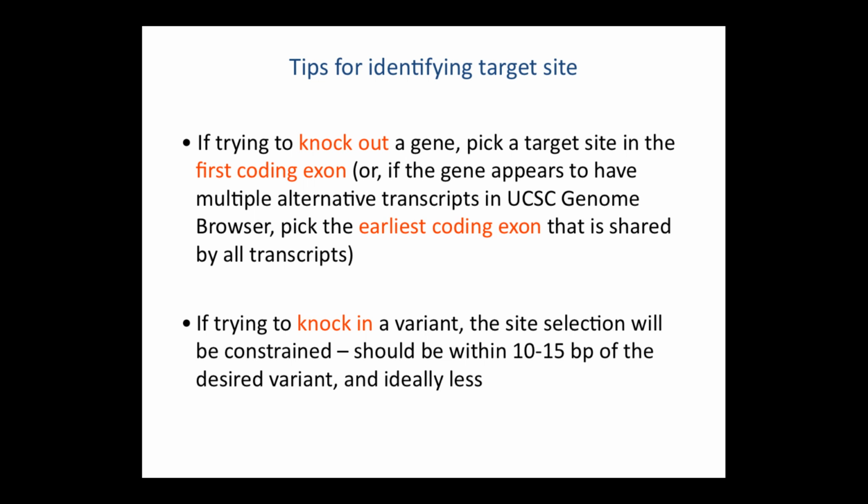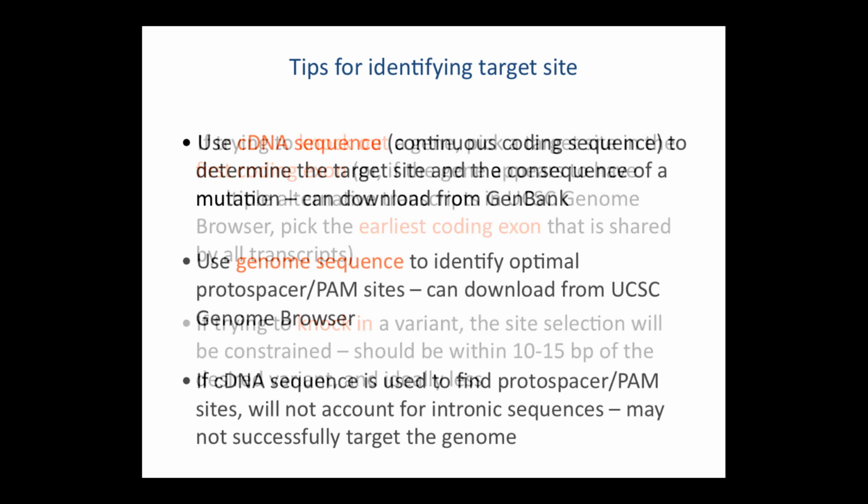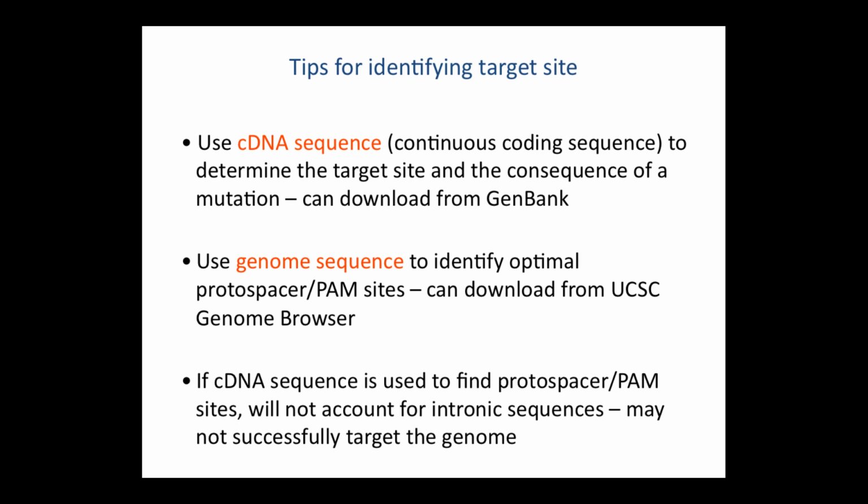If you're trying to knock in a variant, your site selection will be constrained by the need to place the double-strand break as close as possible to the site of the variant, ideally less than 10 base pairs away. Keep in mind that when you're identifying the site of a mutation, particularly one that has been reported in the literature, you'll need to use the complementary DNA or cDNA sequence, that is, a coding sequence in which all of the introns have been removed to do this.